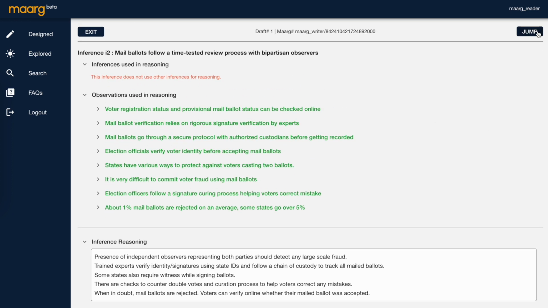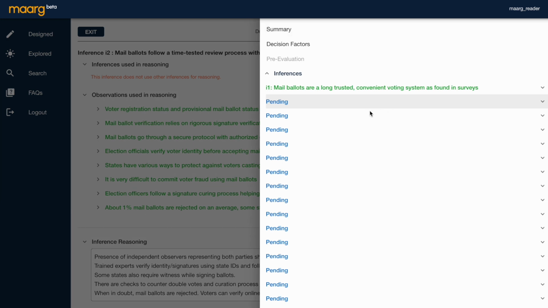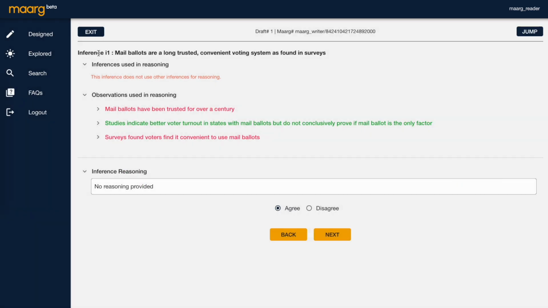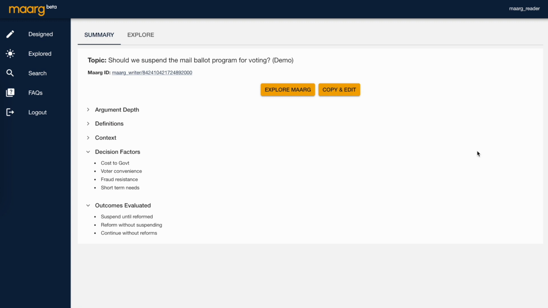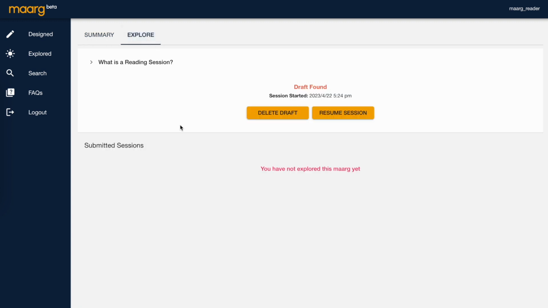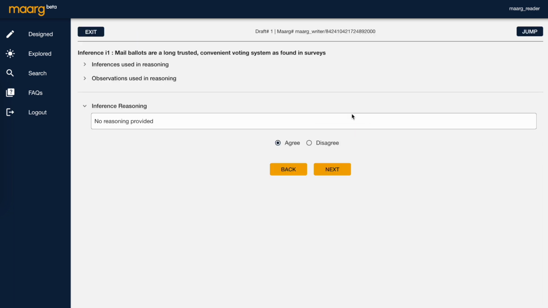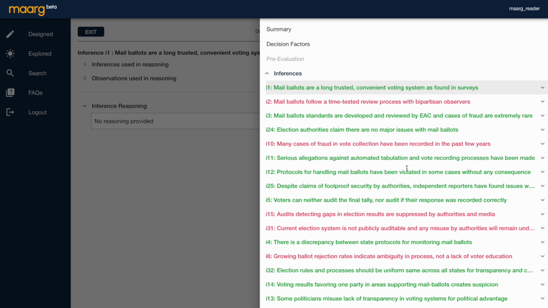You can always jump to the specific section for observation or inference. In this case, we can always move back to the first inference, and you can always exit the quiz. After exiting the Maarg, you can always resume the session because it is stored locally. Now let us move to the point where I have reviewed all the arguments.